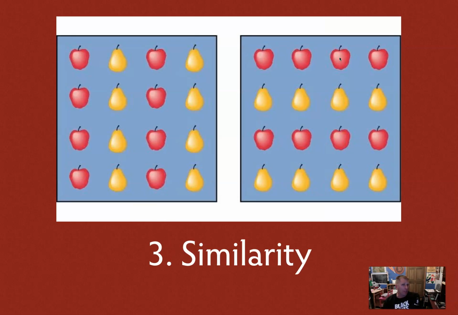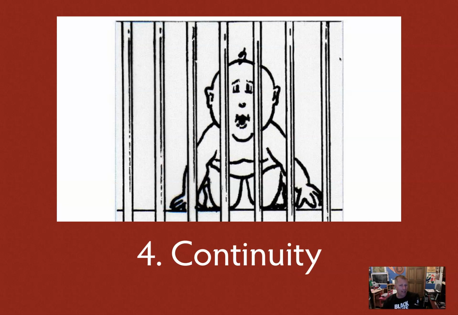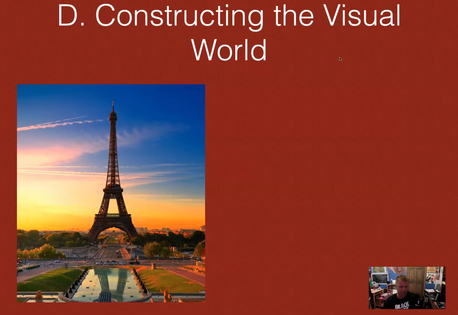We also group things based on similarity. So we have apples and pears. We're not comparing apples to oranges here. We're comparing apples to pears. Continuity: we know that baby's not in jail, by the way. It's in a crib, but we know that the baby's face is still there.